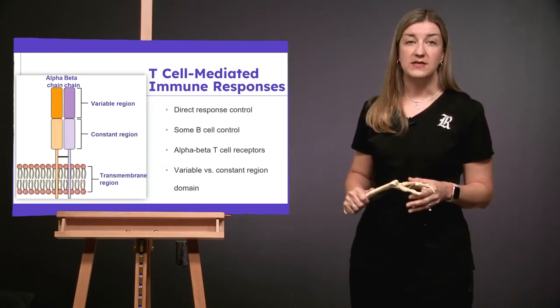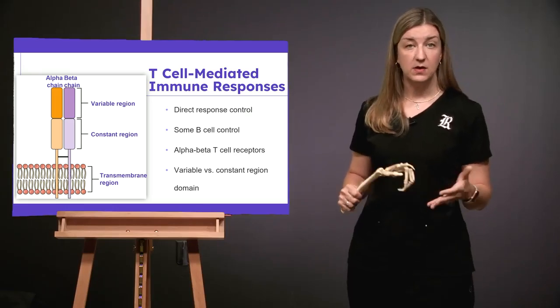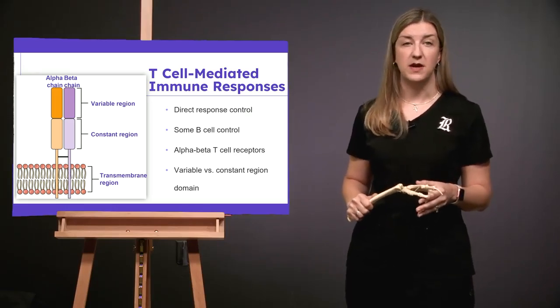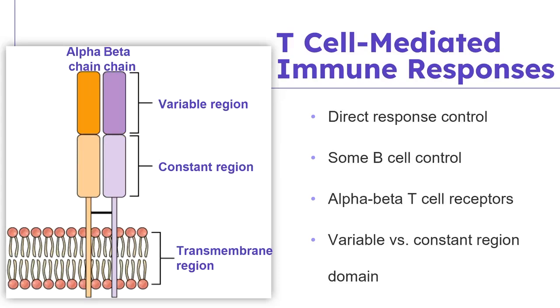Recall that T cells and B cells are the main lymphocytes, or immune cells, of the adaptive immune response. Of the two, T cells are particularly important as they can exert direct control over the immune response as well as some control over their B cell counterparts. T cells recognize antigens using a two-chain receptor protein, of which the most common is the alpha-beta T cell receptor shown here. Each of the two chains has two domains, the variable region domain and the constant region domain.